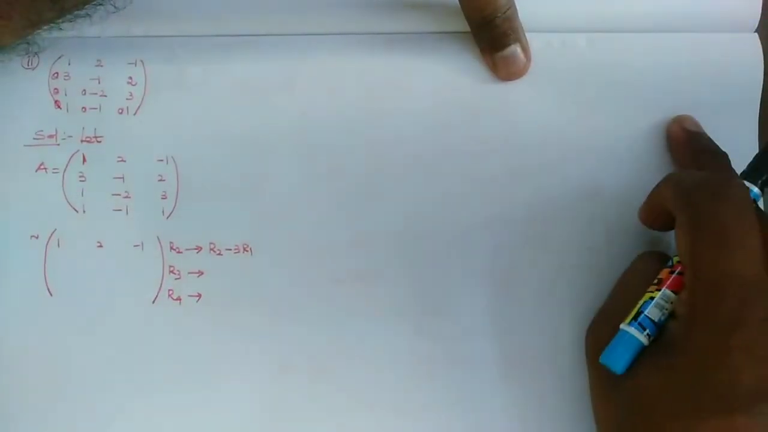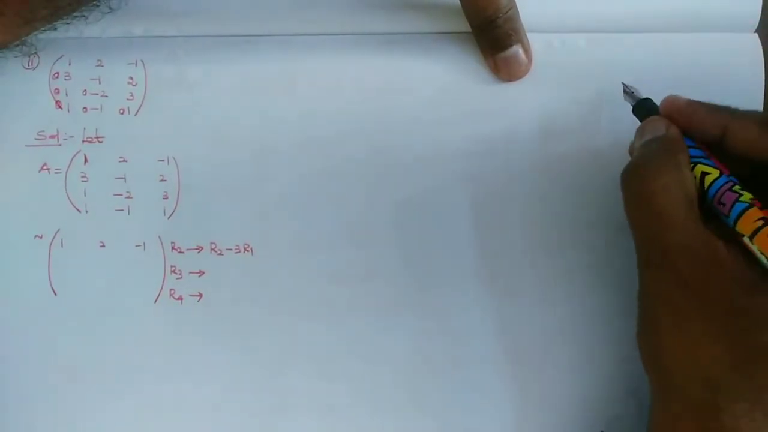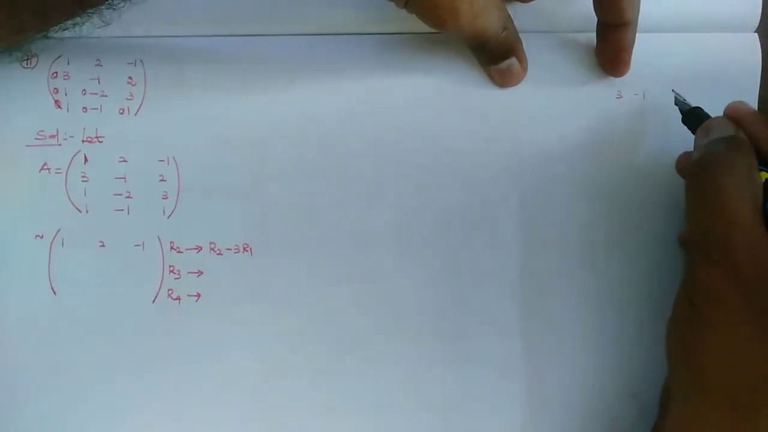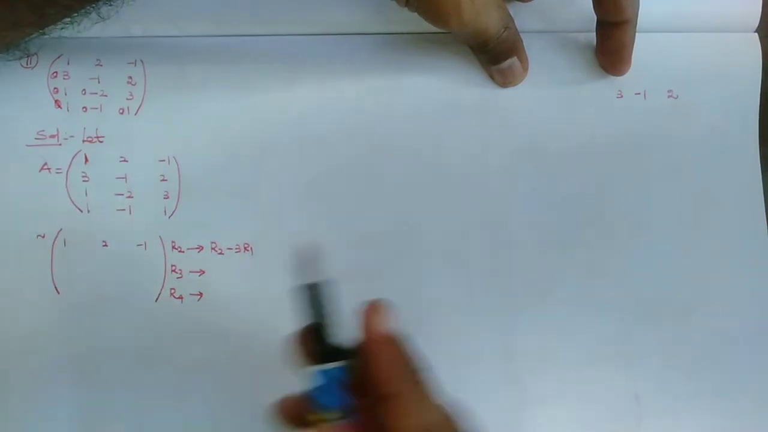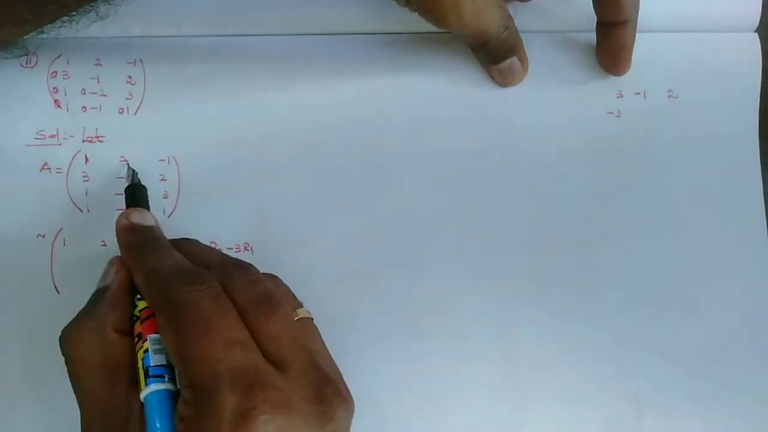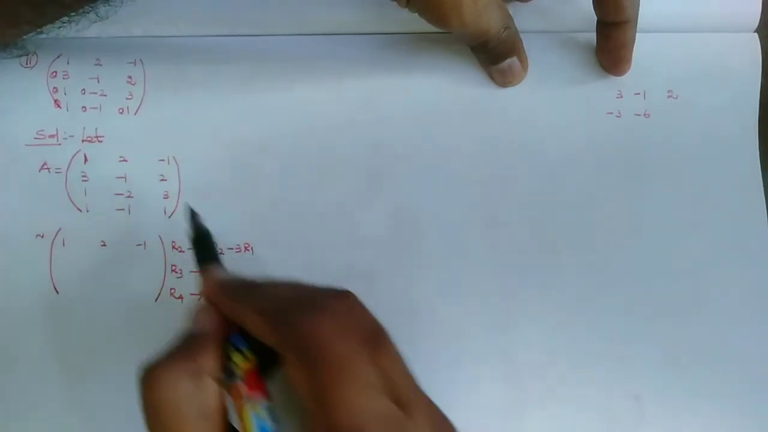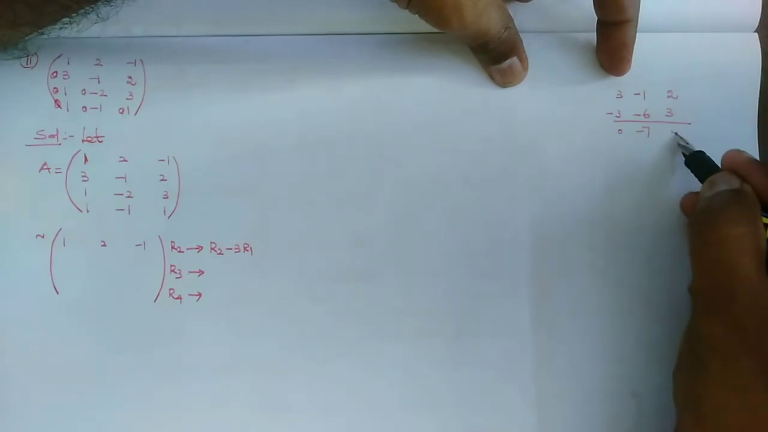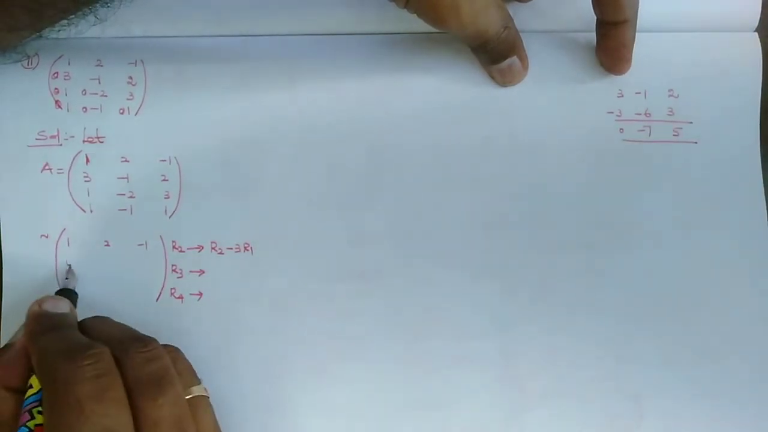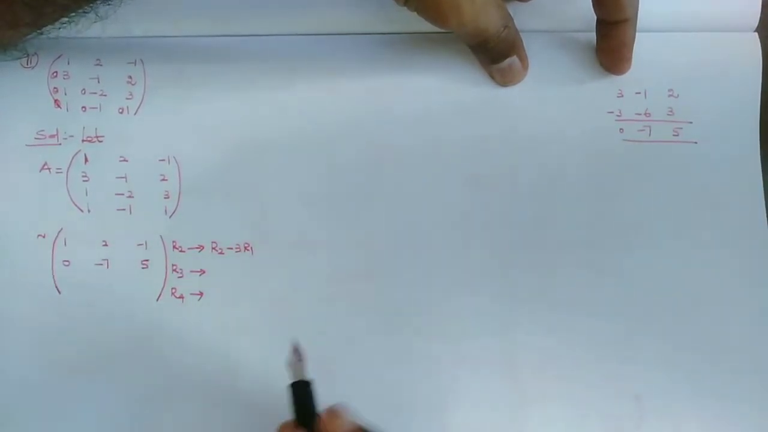I will put it here. Okay, first write R2. What is R2? 3, minus 1, 2. Multiply R1 with minus 3. 1 into minus 3 is minus 3. 2 into minus 3 is minus 6. Minus into minus is plus, 1 into 3 is 3. So it is 0. This becomes minus 7. This becomes 5. So 0, minus 7 and 5.